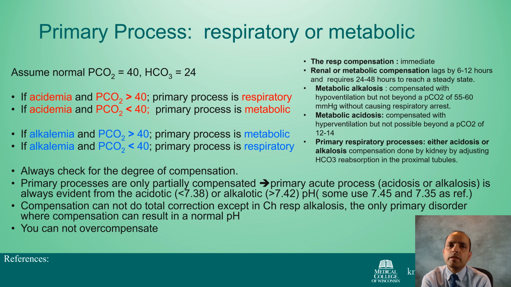So let's talk about primary process, respiratory or metabolic. As you all know, the normal PCO2 is 40, bicarbonate 24. Let's say somebody has acidemia and carbon dioxide is more than 40. Then you know the primary process is respiratory. If you have acidemia and PCO2 less than 40, the primary process is metabolic. Similarly, if somebody has alkalemia and PCO2 more than 40, it is metabolic. And if somebody has alkalemia and PCO2 less than 40, that means it is respiratory. They are washing off their carbon dioxide.